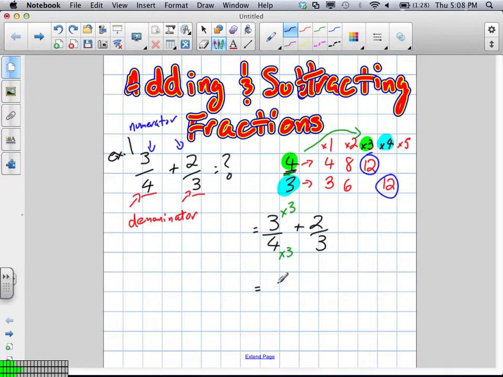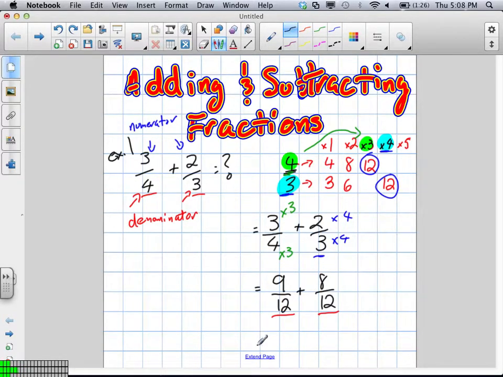That gives us 3 times 3 is 9, and 4 times 3 is 12. The next one, we multiplied the 3 by 4, and the 3 was over here. So I multiply this fraction by 4 at the top and the bottom. So we get plus 2 times 4 is 8, 3 times 4 is 12. That's exactly what we want, because now our denominators are the same number. Do you see that? So now I can add the fractions.